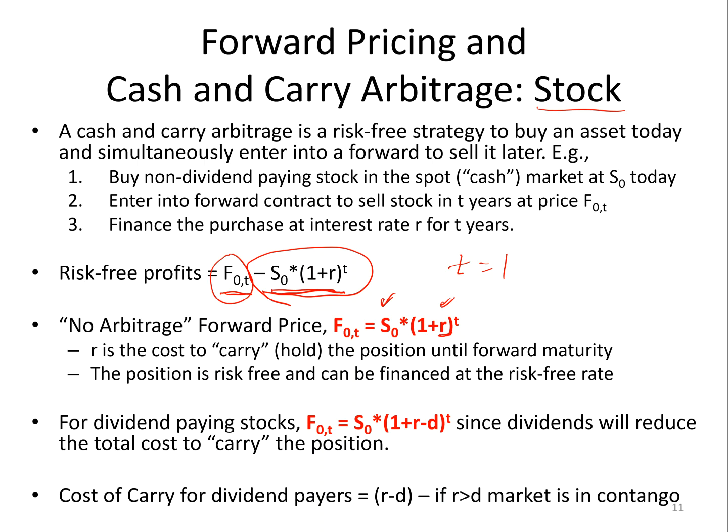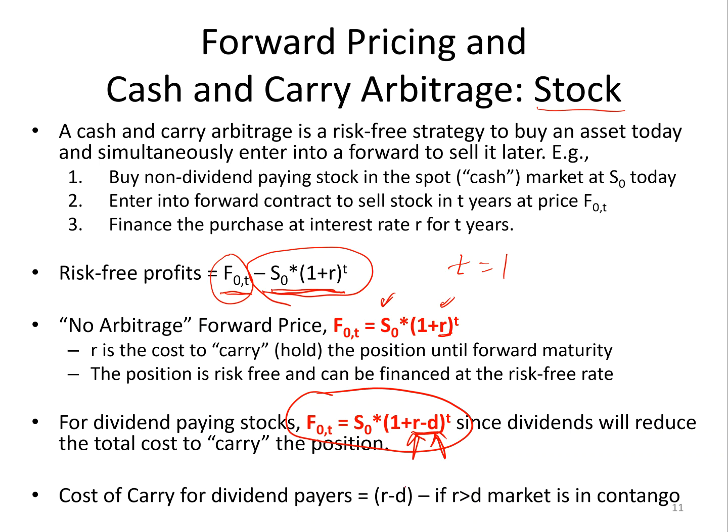If this stock is a dividend payer, while I'm carrying the asset, I'm paying the interest rate, but I'm simultaneously receiving dividends. So the cost of carrying a dividend-paying stock is R minus D, your financing cost minus your dividend yield. So this is the no arbitrage price that's used as a benchmark for determining what a fair price is for a forward contract.